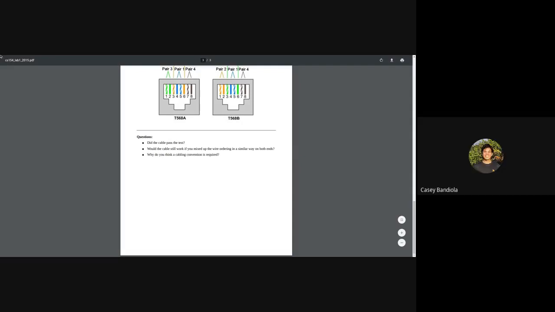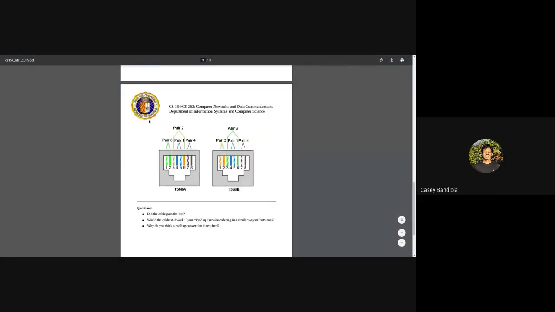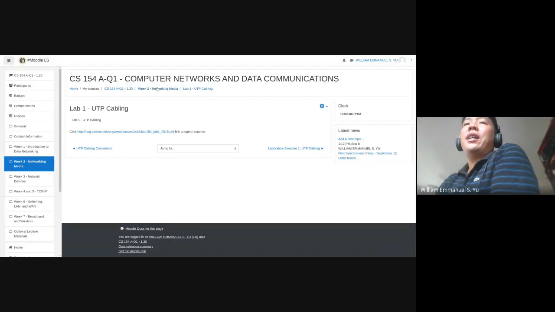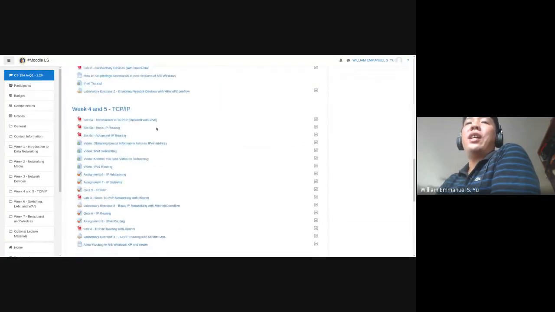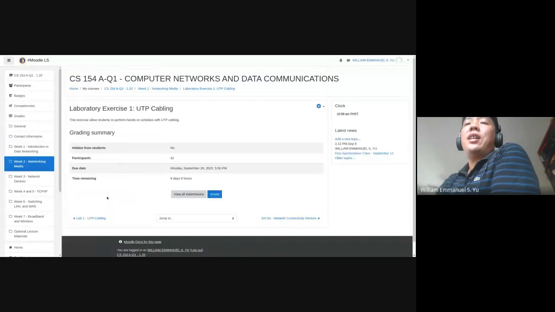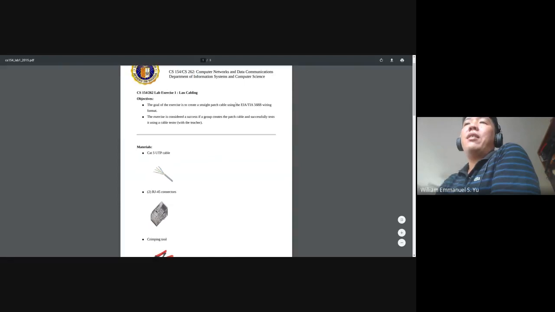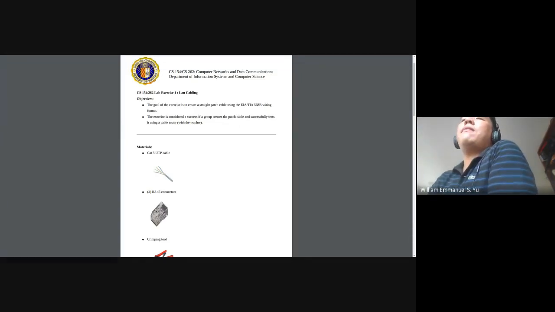Okay? Sir, do we have to do both the T568A and B? This is just the procedure, but if you read the instructions, you only have to do B. Just 1, B only. Let's see. Yeah, B only here. The goal of the exercise is to create a straight patch cable using the TIA/EIA 568B wiring format.